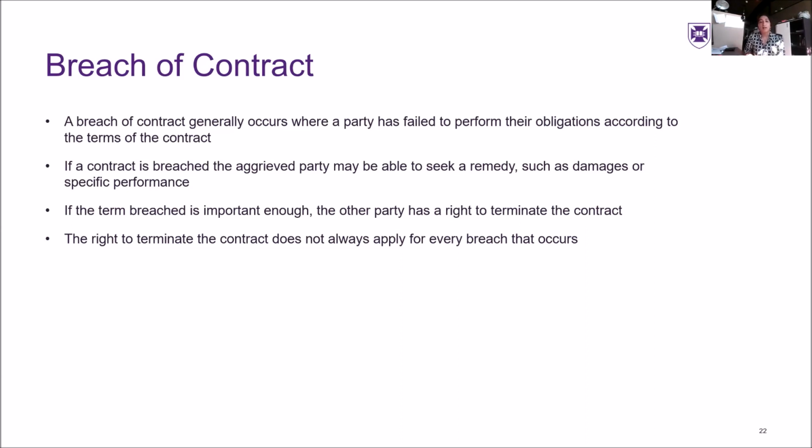Important to note, though, that just because there has been a breach of contract doesn't necessarily mean that there is a right to terminate the contract as the non-breaching party. The breach has to be significant or important enough to give rise to the right to terminate, and there is generally no automatic termination of a contract just because a breach has occurred. It has to be a choice and it has to be a positive action taken.